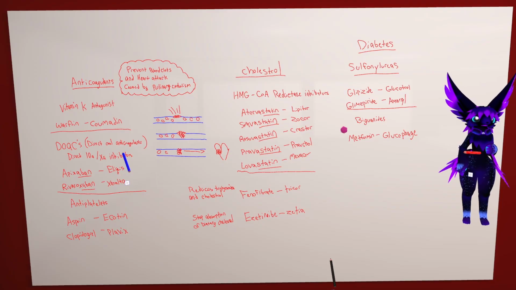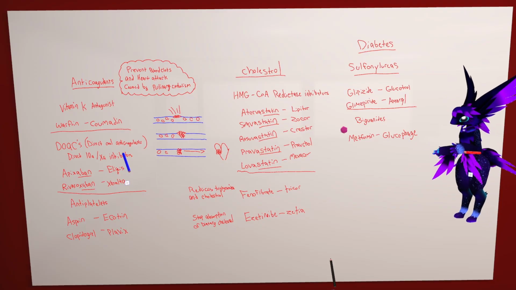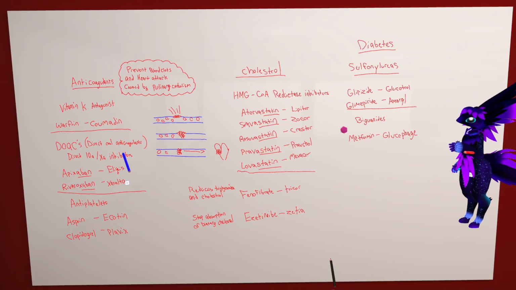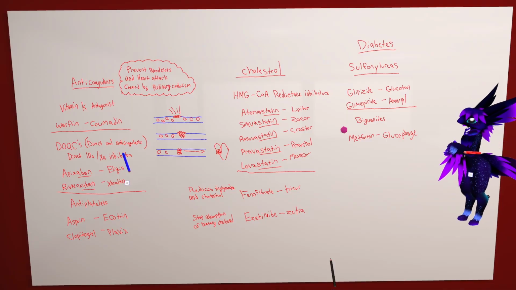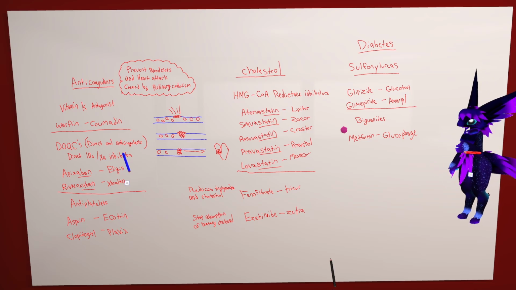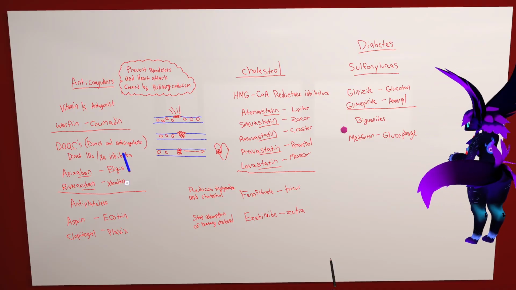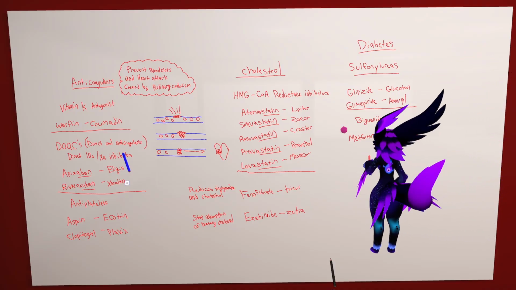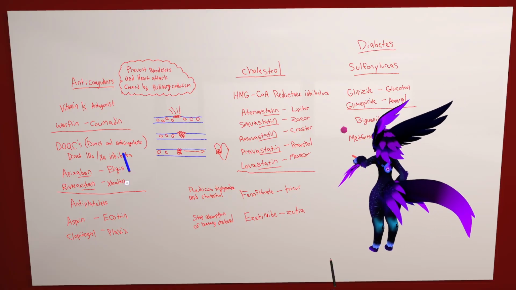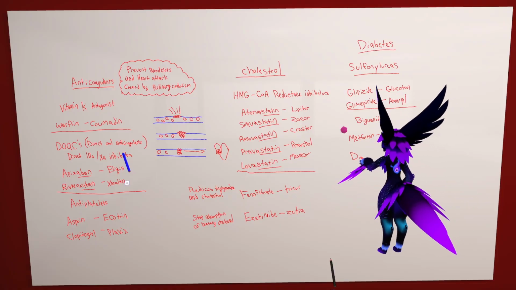We also have, alongside the biguanides, DPP4 inhibitors, which is dipeptidyl peptidase 4 inhibitors. It's a long word, so we're just gonna call it DPP4. I'm not writing it out either. It's too long. DPP4.